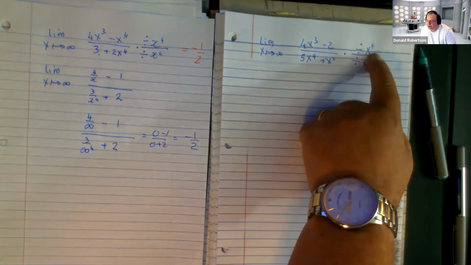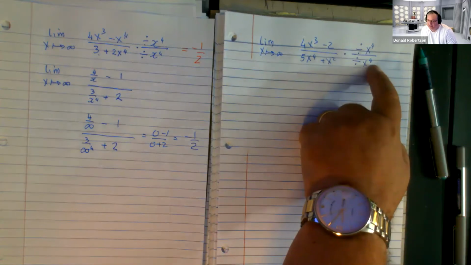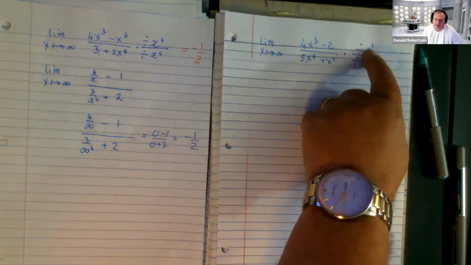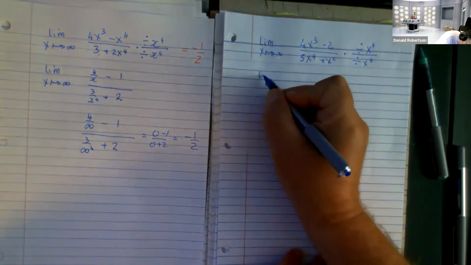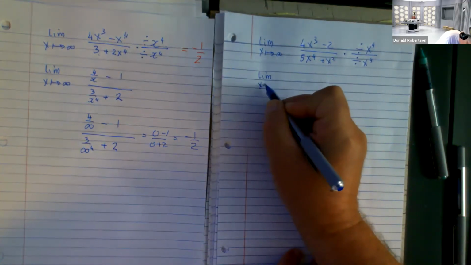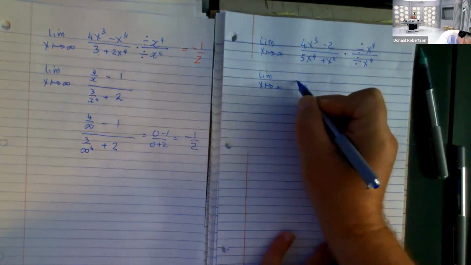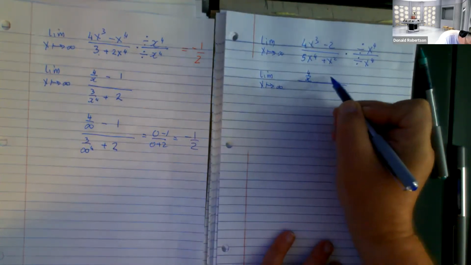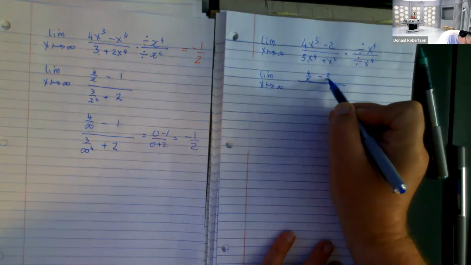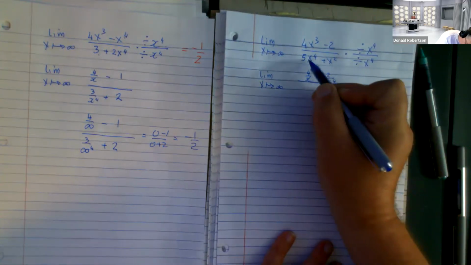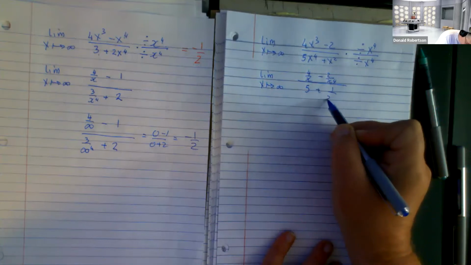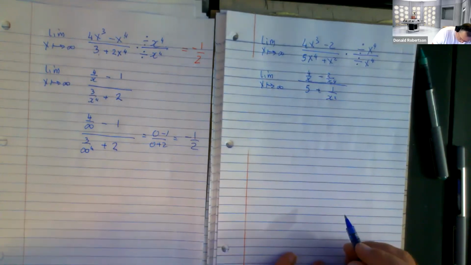So x to the 4 is the biggest. Everybody gets x to the 4. Even although that doesn't have any x to the 4s, it still gets divided. So in this case, the limit as x tends to infinity. Let's see what we get. This guy is 4 over x. This guy is 2 over x to the 4. This guy is 5. And this guy is 1 over x squared.